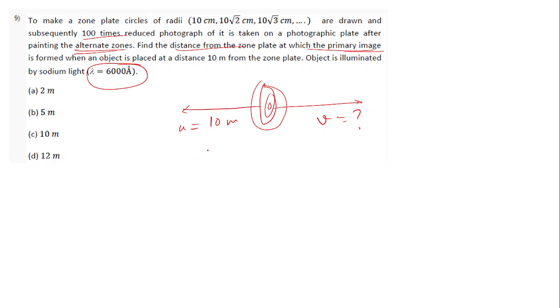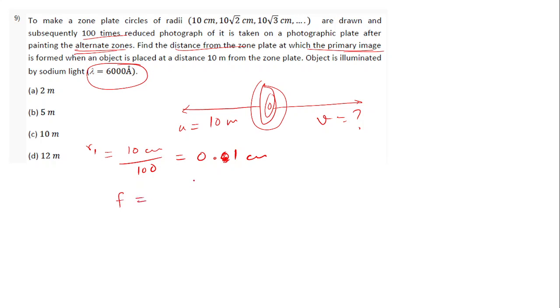We need to find the focal length and the radius, and then we'll be able to find the distance of the primary image. The radius of the first zone we made 10 centimeter and then reduced it 100 times. That means the radius of the first zone R1 will be 10 centimeter divided by 100, that means 0.1 centimeter. This is the radius of the first zone.